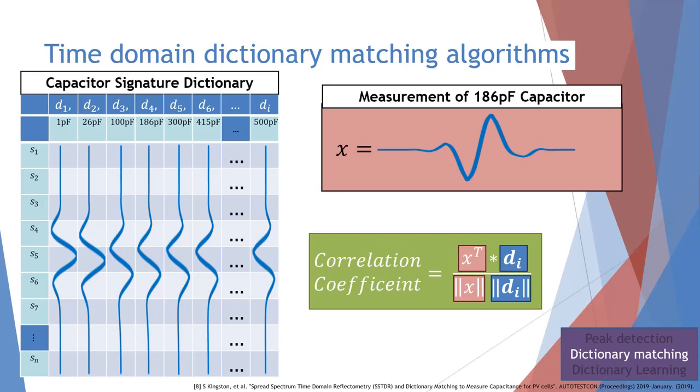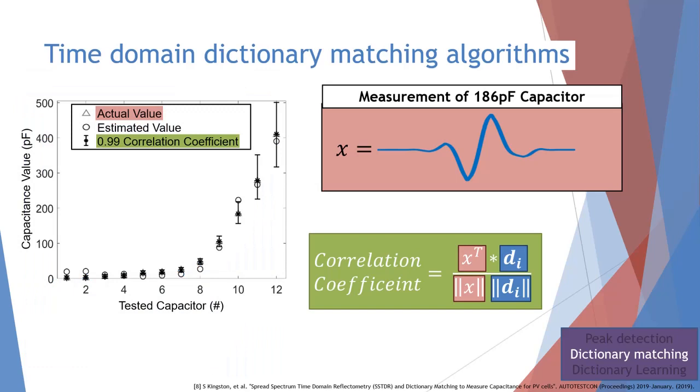The measured response, shown in red, is correlated with each column in the capacitor signature dictionary to produce a correlation coefficient. The correlation coefficient is a measure of similarity between the SSTDR measurement and the stored responses in the dictionary. Correlation coefficients greater than 0.99 are shown in the figure on the left and indicate how accurately we can identify the capacitors in the SSTDR measurement.